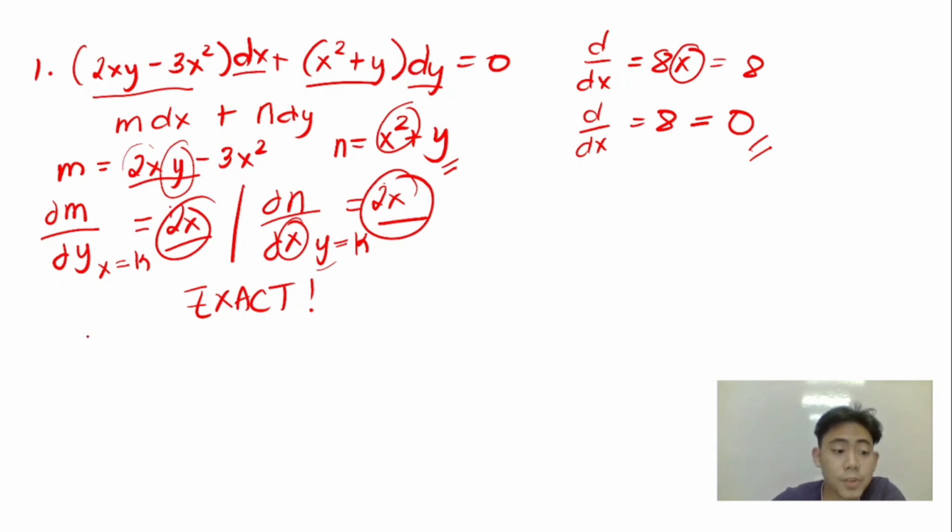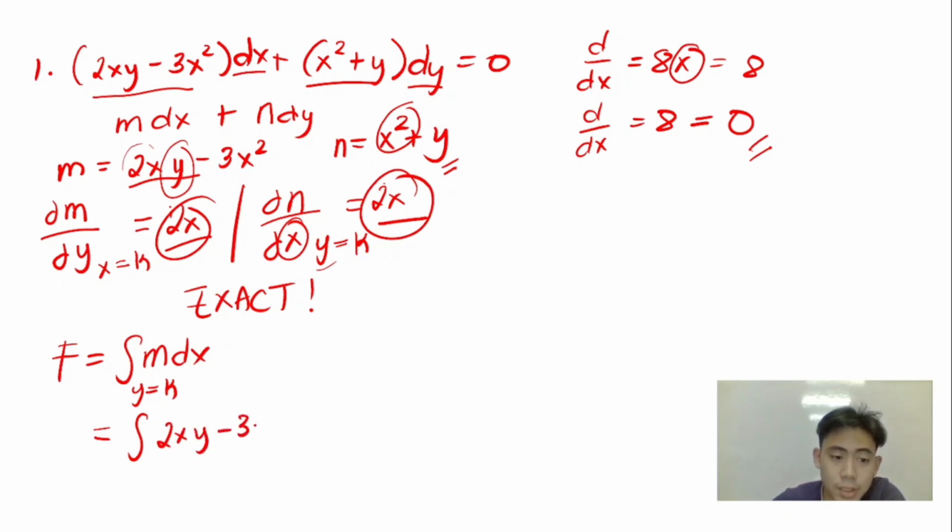Okay? So, first, gagamitin nga natin yung unang formula, which is F is equal to the integral of M dx, that y is equal to constant, mga lodi. Okay? So, the integral of M, ano nga ba ang M natin? 2xy minus 3x squared, times dx. Okay? So, lahat ng y, isi-set natin siya as a constant.